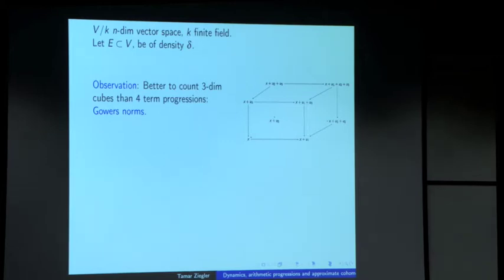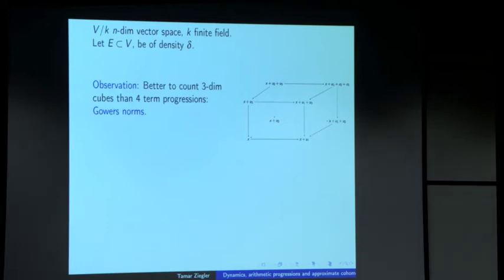So here's a first observation by Gowers: instead of counting progressions, it's better to count d-dimensional cubes, or in this picture, 3-dimensional cubes. Instead of counting 4-term progressions, it's better to count 3-dimensional cubes. If you have a bias in the count of progressions, then you have a bias in the count of cubes. So this would be better for you to count. And cubes enjoy lots of symmetry, so that makes your life nicer in many cases.